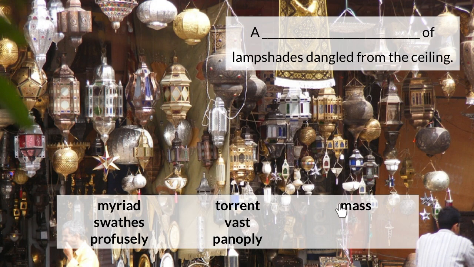Now, why don't you have a look at these words, maybe look back at the definitions from before, pause the video and see if you can figure out which word should go in this sentence. So, a something of lampshades dangled from the ceiling. Now, the best word for this sentence would be myriad. A myriad of lampshades dangled from the ceiling. Remember, myriad used to mean, in Latin, something to do with 10,000. So you've got a countless number of objects here, a myriad.